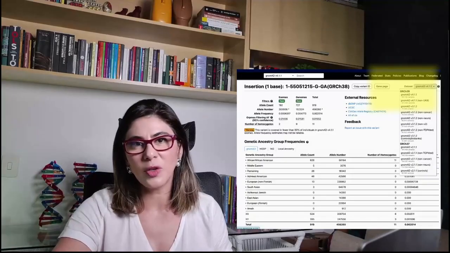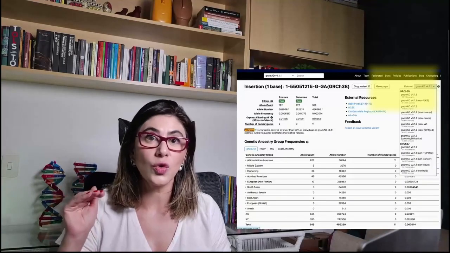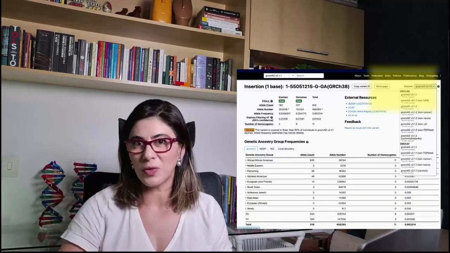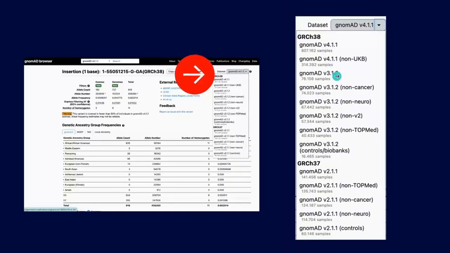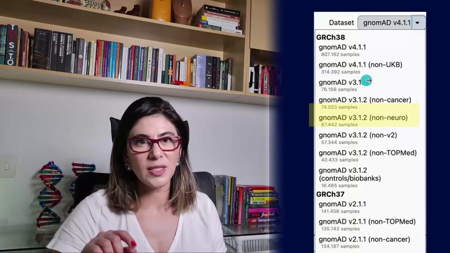When we open a variant page in gnomAD, here in the upper right corner, we can access some subgroups of this large group that gnomAD contains. So here in the upper right corner, we have, for example, the option to access only gnomAD v4 data that did not include people from the UK Biobank. In version 3, we can access the non-neuro group, for example, which includes those samples that were not recruited from cases in psychiatric or neurological studies. So those patients who are cases of Alzheimer's disease were probably removed from this non-neuro gnomAD v3 subset.